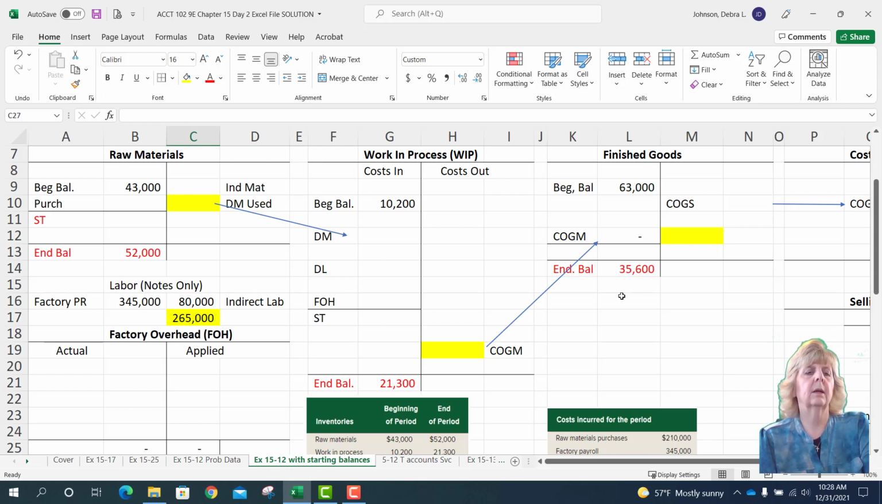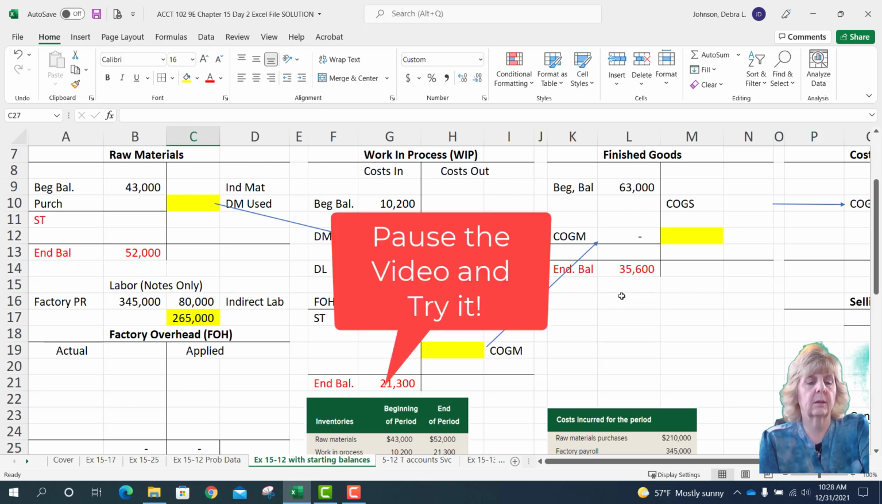Remember what we're doing in this or any other problem. We are tracking the costs from birth till death. Pause the video, take a moment to read through the instructions, and give it a shot. See if you can compute the costs of the products from beginning till end.